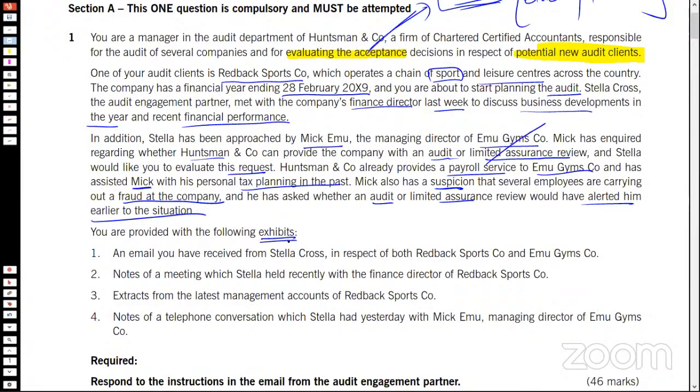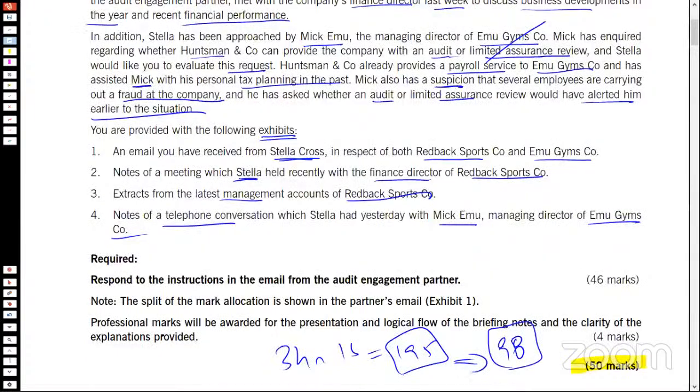You are provided with the following exhibits. So what are the various exhibits that we are being provided with? Number one is an email you have received from Stella Cross in respect of both Redback Sports and EMU Gyms. Notes of a meeting which Stella recently had with the finance director of Redback. Extract from the latest management accounts of Redback. Notes of a telephone conversation which Stella had with Mick Emu, managing director of EMU Gyms. Now, the requirement is to respond to the instructions in the email from the audit engagement partner, and there is another requirement which is of 4 marks, and that is the professional marks.